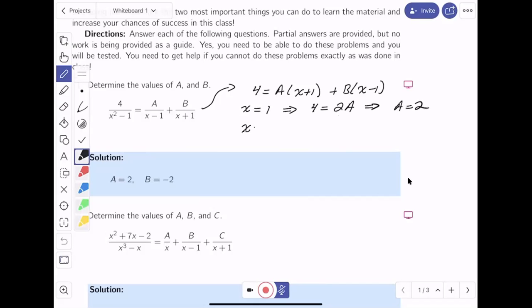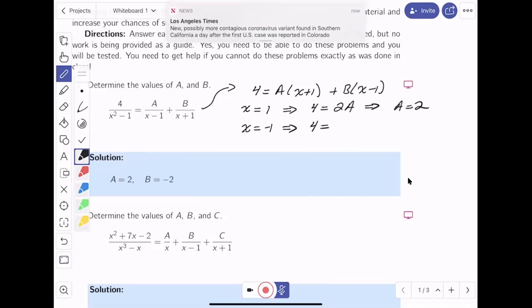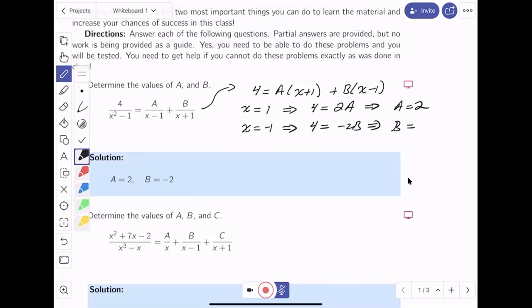I'm going to pick another value of X that makes it easier for me. I'll say minus 1. You would get 4 equals, well, now there are no A's because minus 1 plus 1 is 0, and 0 times A is 0, and you get minus 2B. What does this tell me? B is minus 2. So I now know what A and B are. A is 2, B is minus 2. That was their question, and that's their answer.